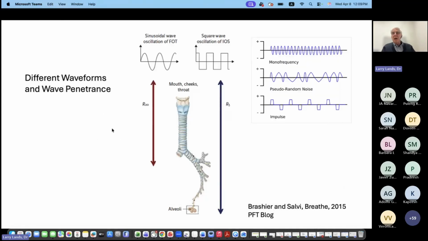Then you'll see different waveforms. You can have a sinusoidal waveform. This is at a single frequency, or monofrequency. Many of the devices that are available in the market will use a pseudo-random noise. So it's still sinusoidal, but at multiple frequencies in a random order. And then you can have IOS devices, which will give a square wave at a fixed frequency. Generally, those are 5-second blocks, and it occurs at a frequency of 5 hertz.